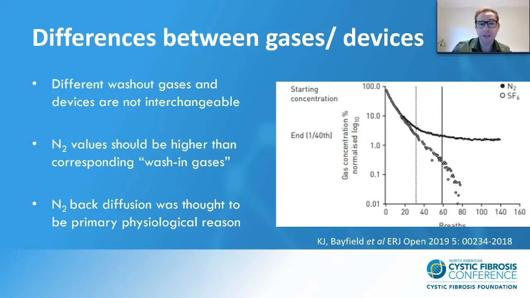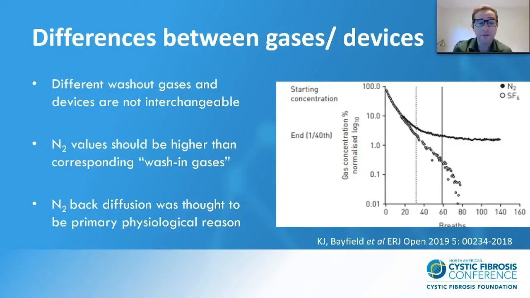We also know there's potentially large differences between gases. And we know that they are not interchangeable, and even different devices are not interchangeable. Nitrogen values are often much higher than corresponding washout gases. And if you can see on the right-hand side, the black dots are nitrogen and the open dots are SF6. This was a study of simultaneous washout conducted by Dr. Katie Bayfield at the Royal Brompton Hospital. And as you can see, it takes nitrogen an extra 20 breaths or so to get down to that target concentration for this subject compared to SF6.